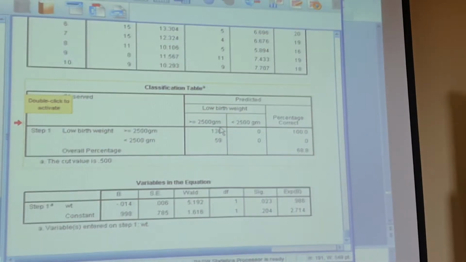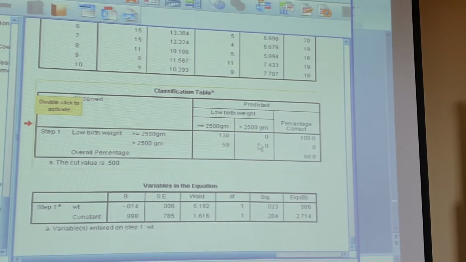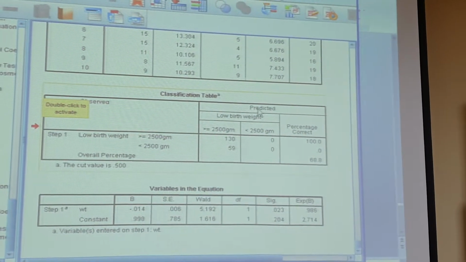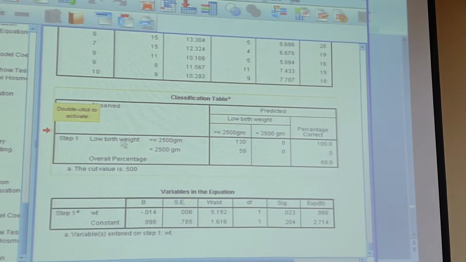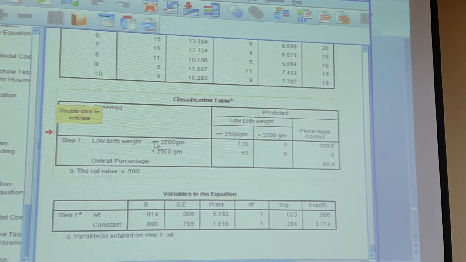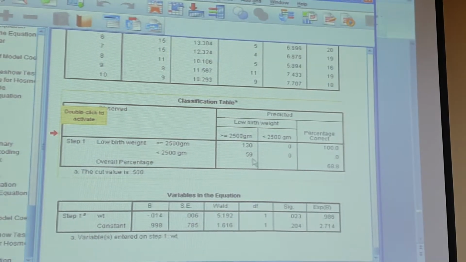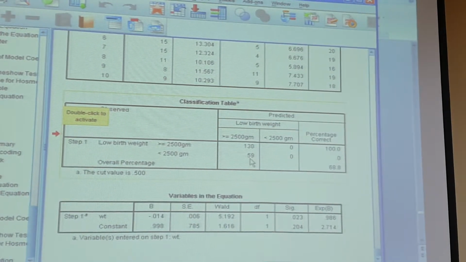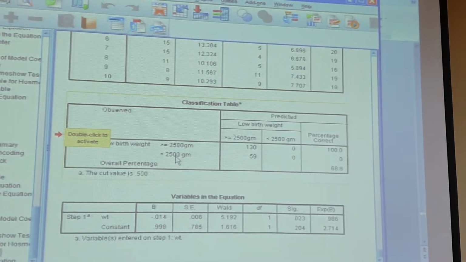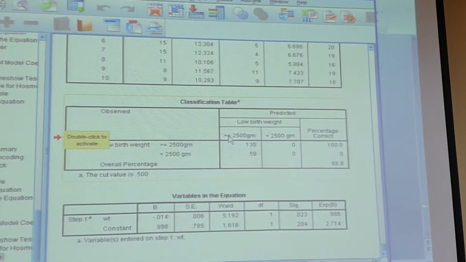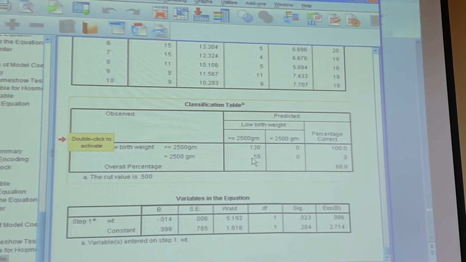130. Okay, and we have 4 cells, right? So which cell do we predict well? Predicting well means having the same category as the observed data. The observed data here, greater than 2,500, means normal weight. And what about the second one here? The observed, the real data, is low birth weight, right? But we predicted normal weight. So 59 here is the wrong prediction.